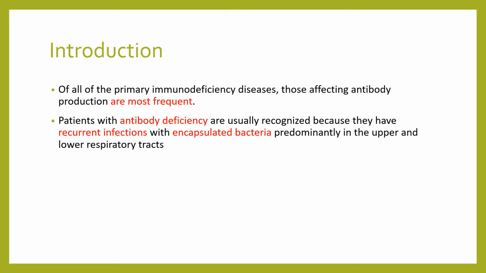Of all the primary immune deficiency diseases, those affecting antibody production are most frequent. Patients with antibody deficiency are usually recognized because they have recurrent infections with encapsulated bacteria predominantly in the upper and lower respiratory tracts. Remember that out of all primary immune deficiency diseases, the most common is the one affecting antibody production. This information is important because it's related to one of the questions at the end of the video. Okay.